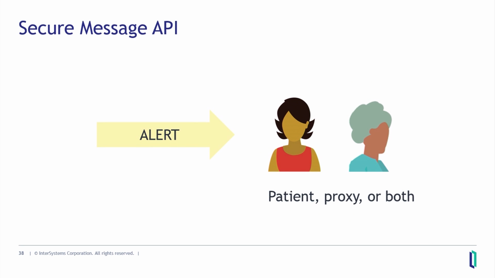Also note that in personal community, we have this concept of a proxy, which is someone who is managing someone else's health so they can see their records and they can message on their behalf. And this API can send alerts to the patient, the proxy, or both, so you have that flexibility. And if you get a chance to go to the Experience Lab, you'll see a nice example with a proxy of this feature.